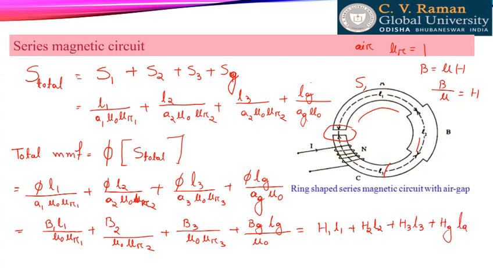So this is a very, very important relationship. We will apply this concept to the series magnetic circuit, and we will solve some numericals on it. All these formulas are very, very important. Which relationship we apply will depend on which data are given in the problem and what our task is to find. Okay.